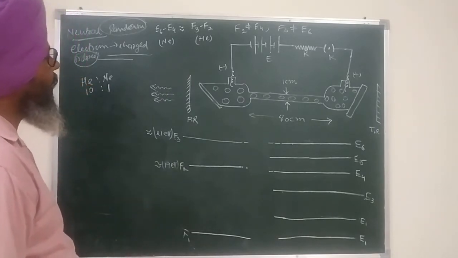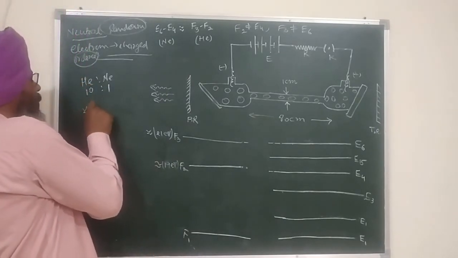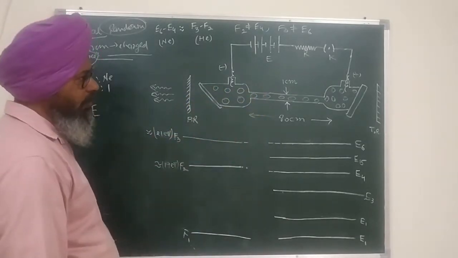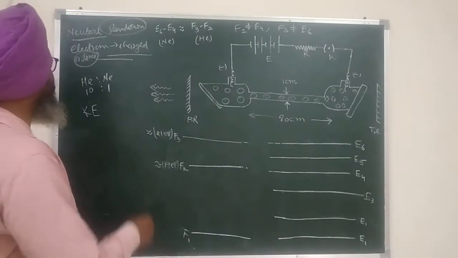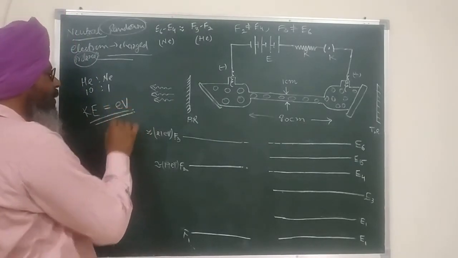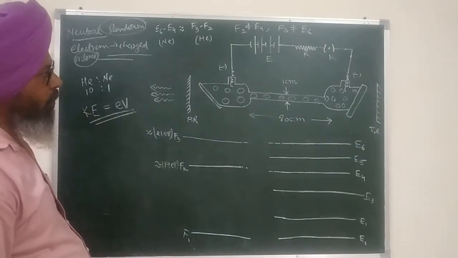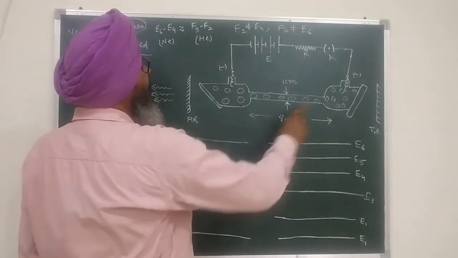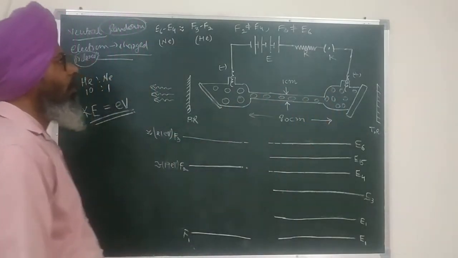Let us say the kinetic energy gained by the electron, if it leaves the cathode with zero velocity and all the velocity that it gains is because of the potential difference, then we can very simply write that kinetic energy is equal to simply charge into potential difference. Kindly remember that the potential difference is actually divided across this whole length.